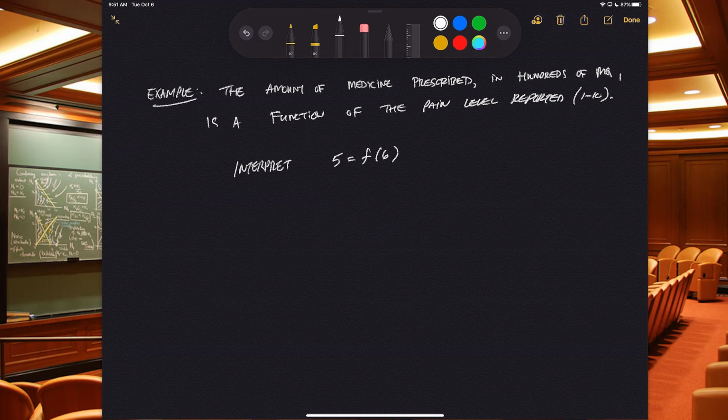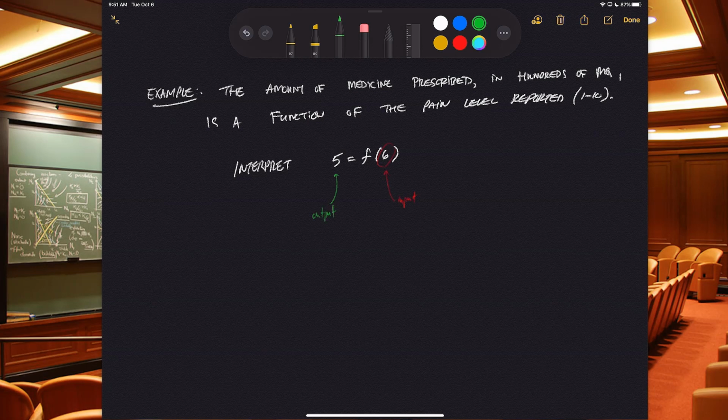The amount of medicine prescribed in hundreds of milligrams is a function of the pain level reported by the patient. So what does 5 equals f of 6 mean? Again, this is an input-output pair, and it means something in terms of the model. But we need to know what's the input and what's the output first. All right, so we know that this is my input. We know that this is my output, just from the function notation.